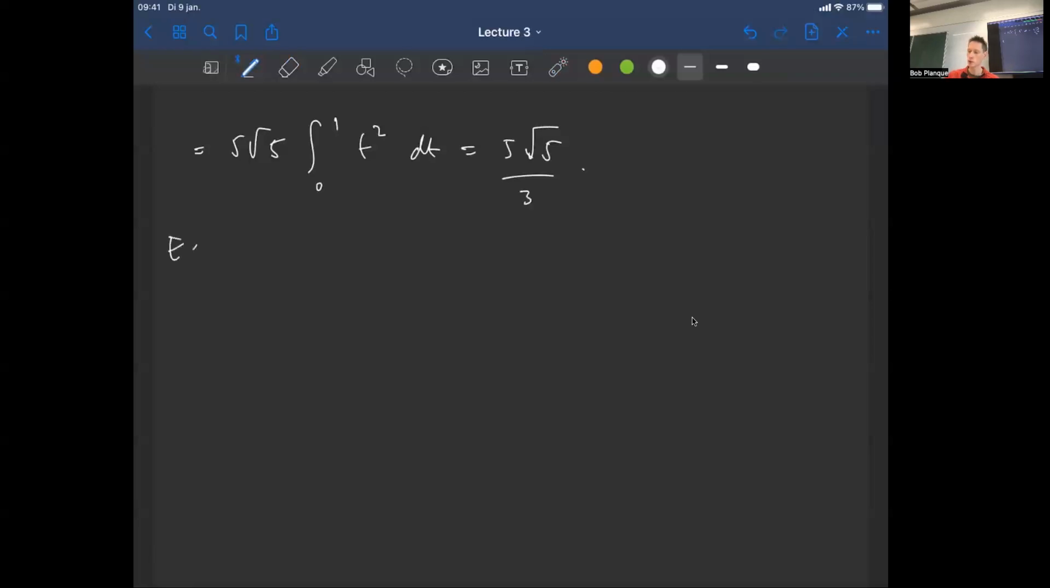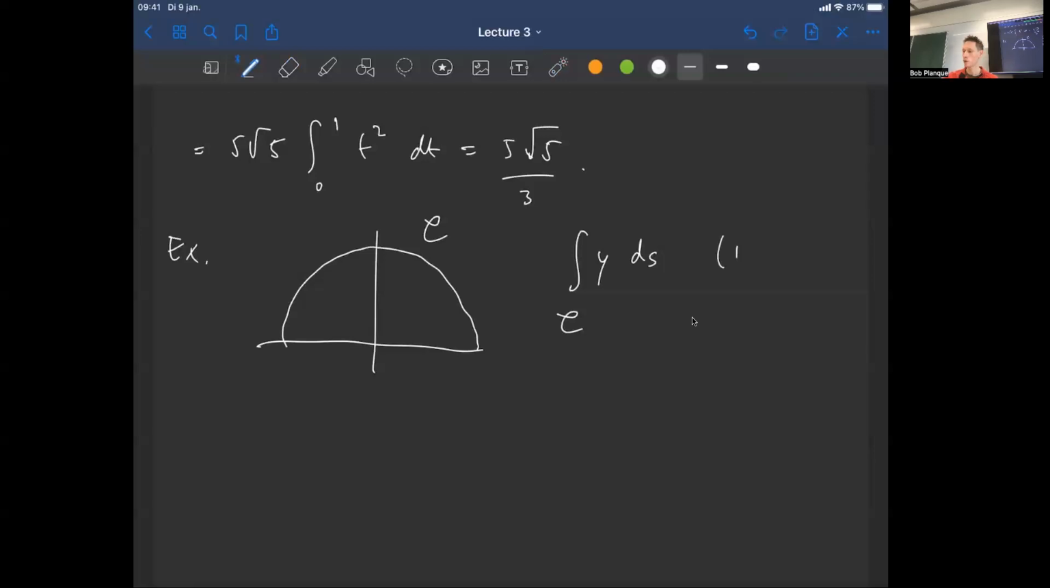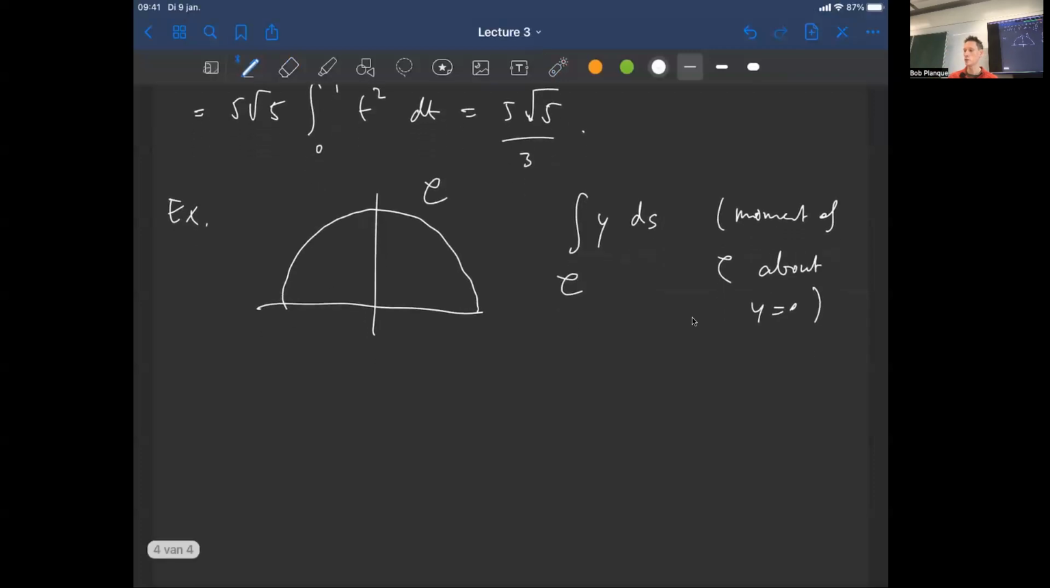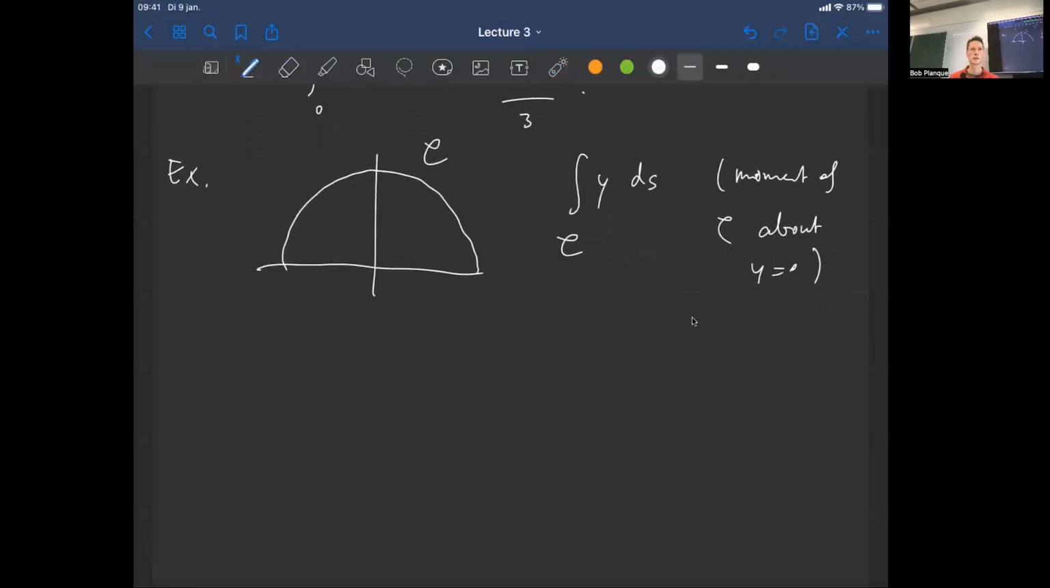So let me give a small example where indeed I choose 2 different parameterizations and I show you that the answer doesn't change. So the example I'm going to take is this curve, a half circle, and I would like to find this integral of y ds over this curve. And so this is also the moment of c about y equals 0. So I don't particularly care about those interpretations. We're doing calculus, not classical mechanics.